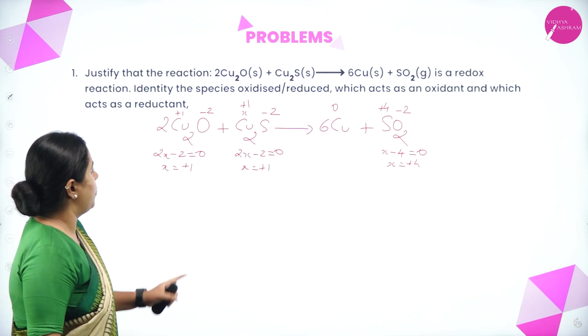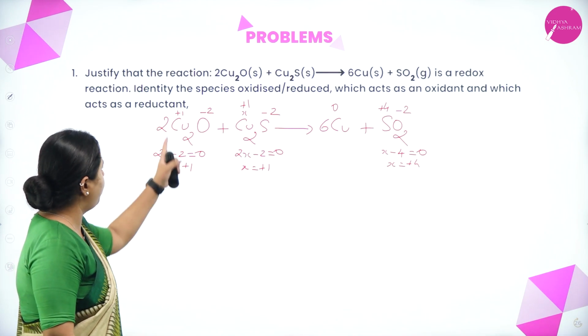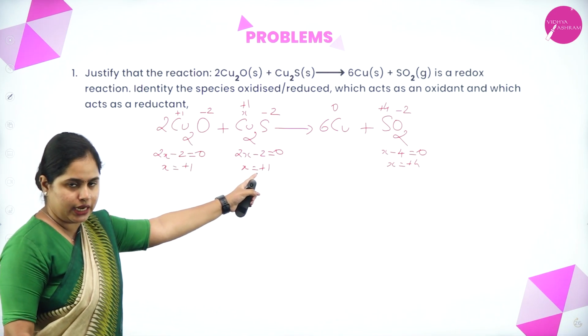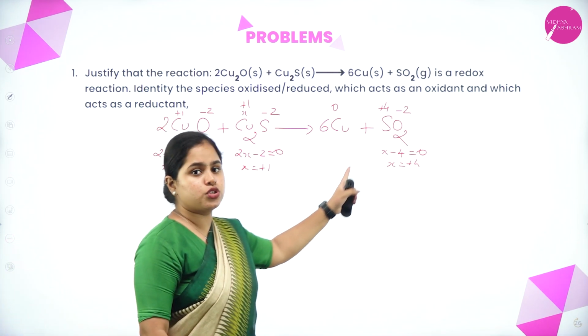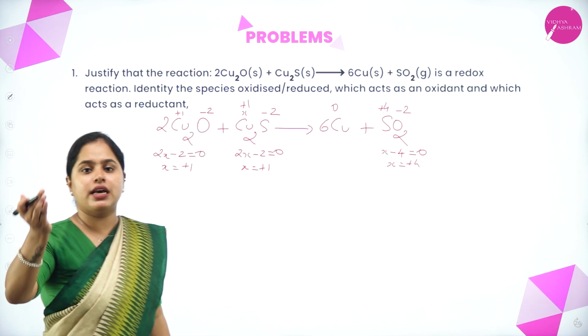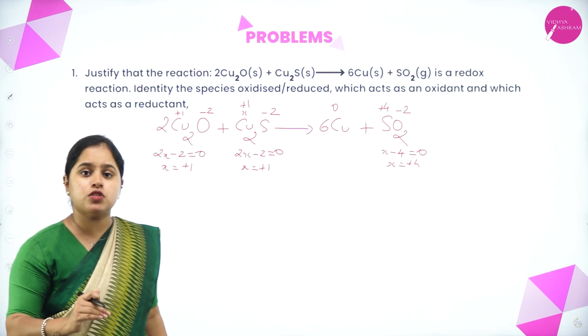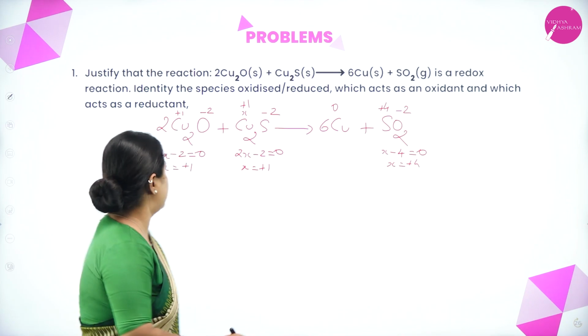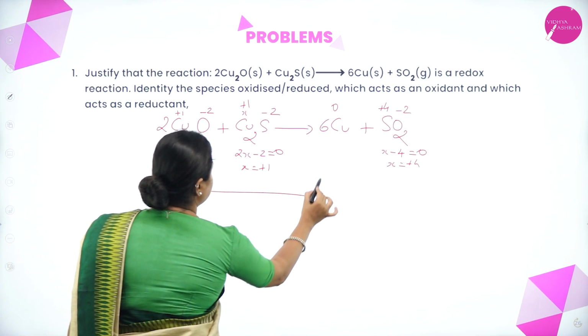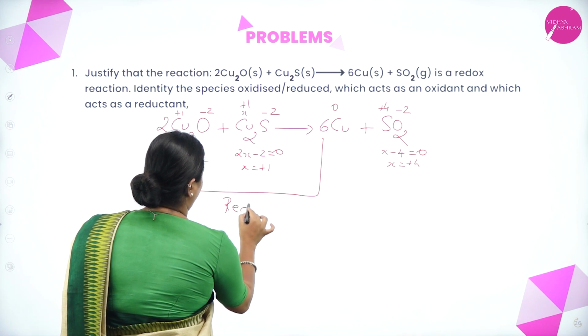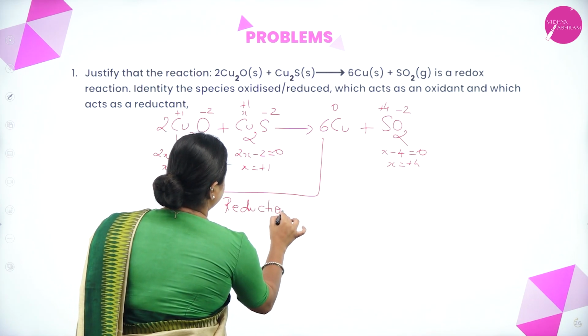So now let's see what is happening to copper here. Copper is in +1 state on the reactant side and it has been reduced to 0. From 1 it has become 0. That means what has happened? Reduction has taken place here, right? So what underwent reduction? Copper underwent reduction.